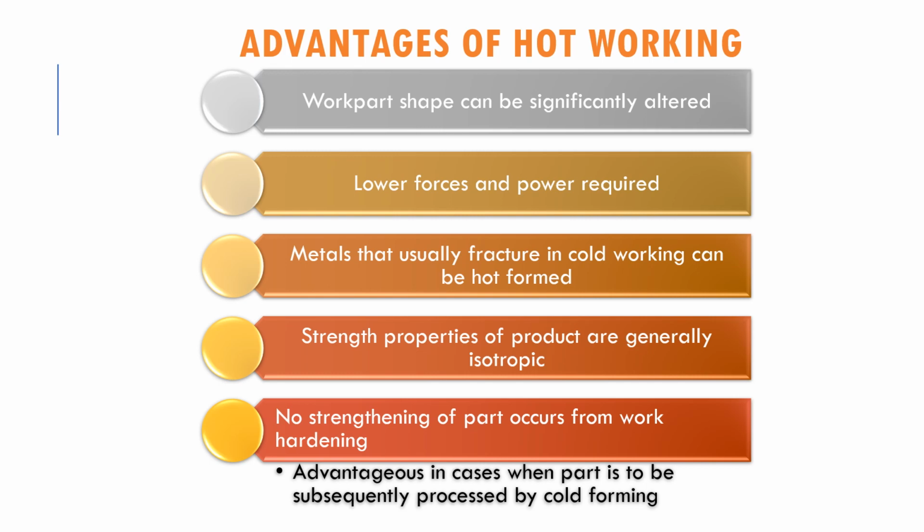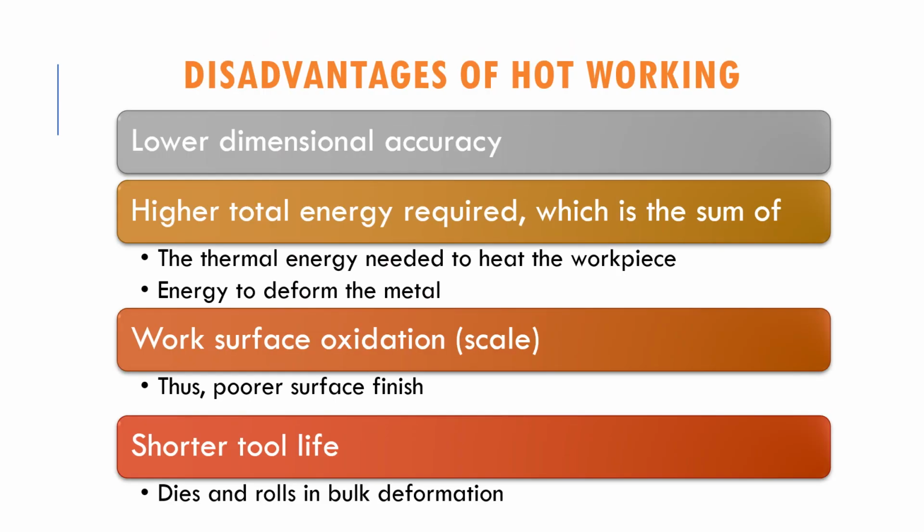So now let us look at some advantages of hot working. Compared to the previous process, work shape can be significantly altered, so you can shape into many intricate shapes. You can have lower forces and power. Metal that usually fractures in cold working, you can do through hot forming. The strength properties of the product will be generally isotropic, and no strengthening of the part occurs from work hardening. So it will be advantageous when the part is to be subsequently processed by cold forming.